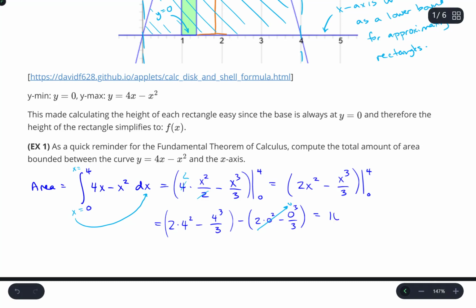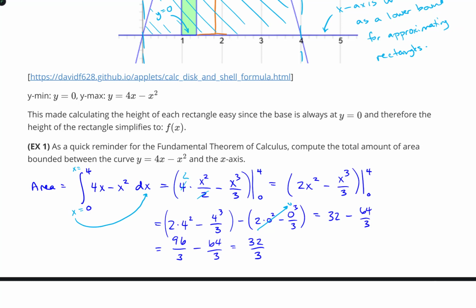Alright, so 2 times 4 squared would be 16, 4 cubed is 64, and now we just have some fractions to worry about, so this would be, let's see, in terms of thirds, 16, I multiply that by 3, that would be... Oh, I made an arithmetic error, didn't I? Because 2 times 16 would actually be 32. I fixed that. All right, so making this with a denominator of 3, so I can combine here. That should be 96 thirds minus 64 thirds, which would ultimately be 32 thirds. So the total area here under this curve is 32 thirds units squared of area.